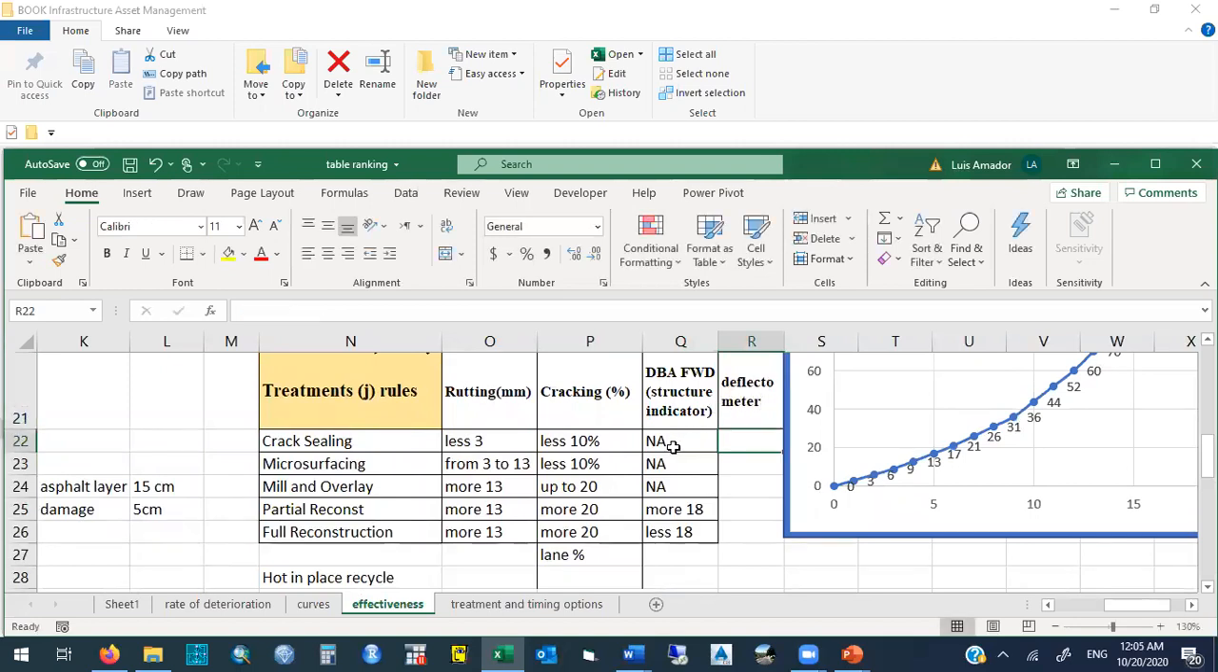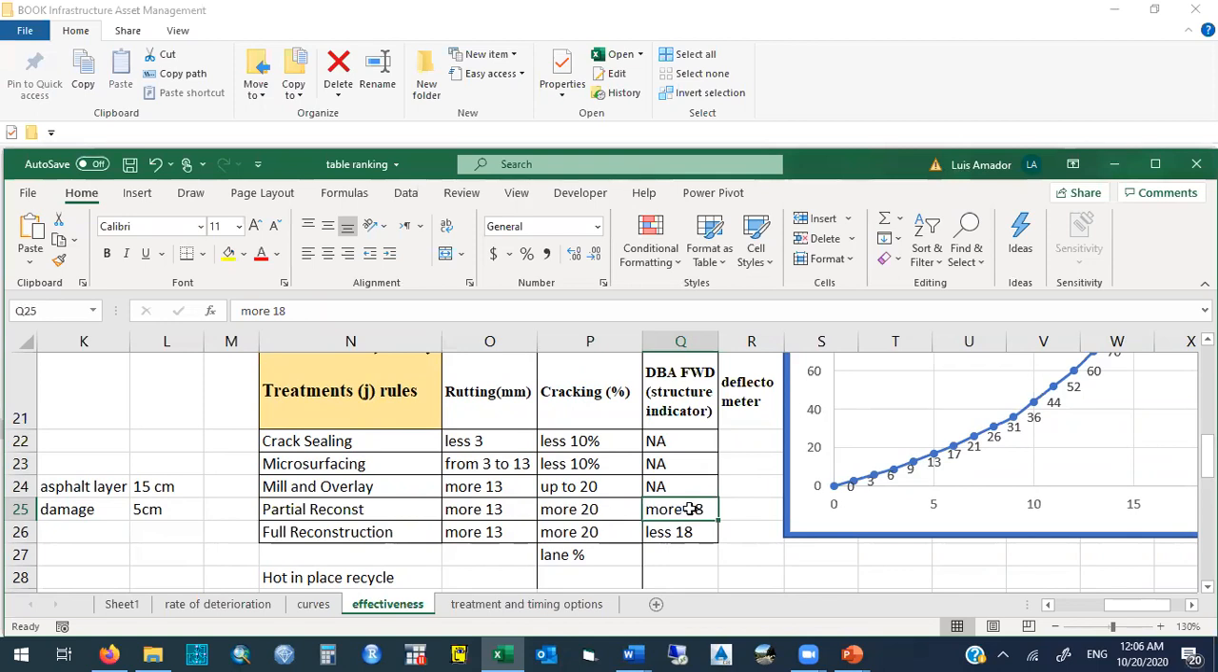Okay. But in the partial reconstruction, if we have issues with the structures, but we are only replacing the asphalt layer, why aren't we going down to another layer? The partial reconstruction could also affect the granular layer. Okay. It's borderline. Maybe okay. That's the answer.